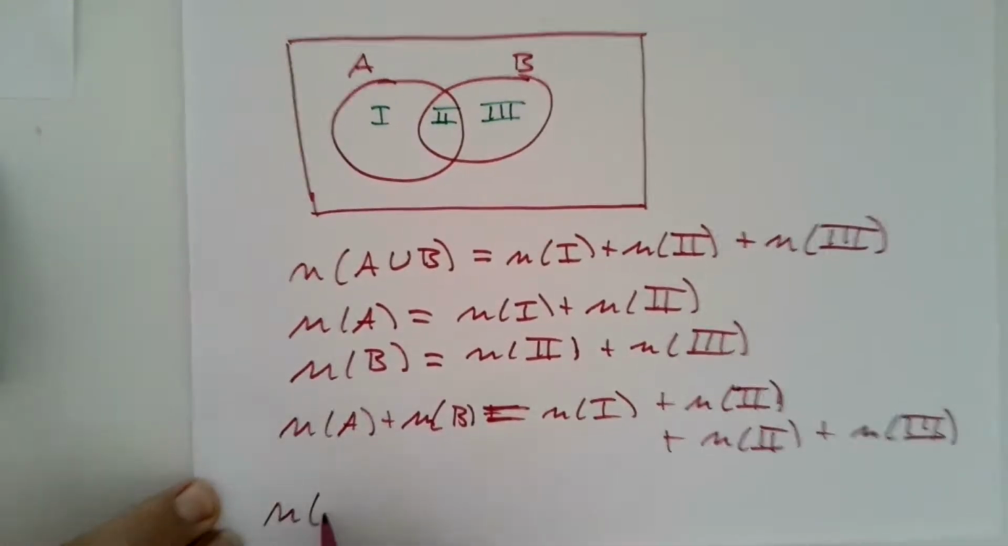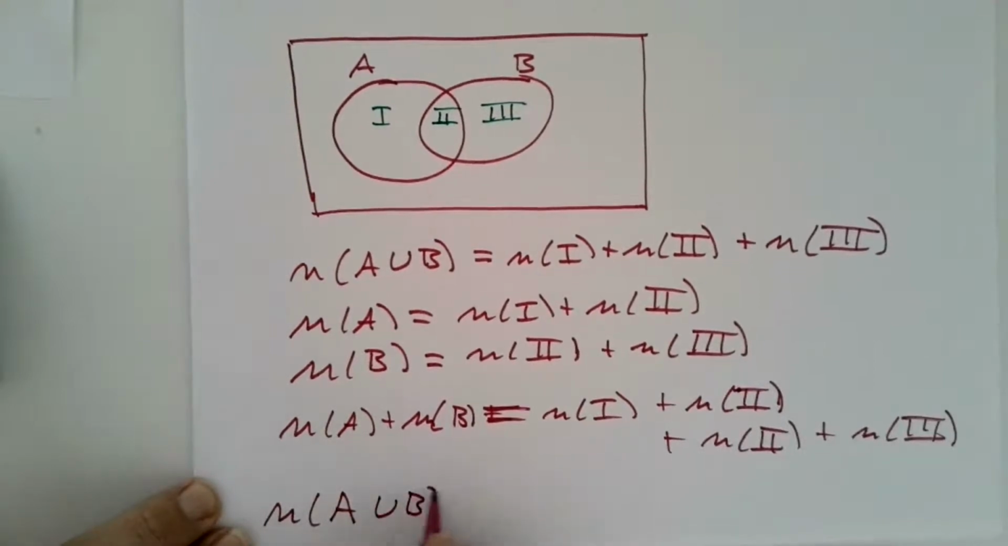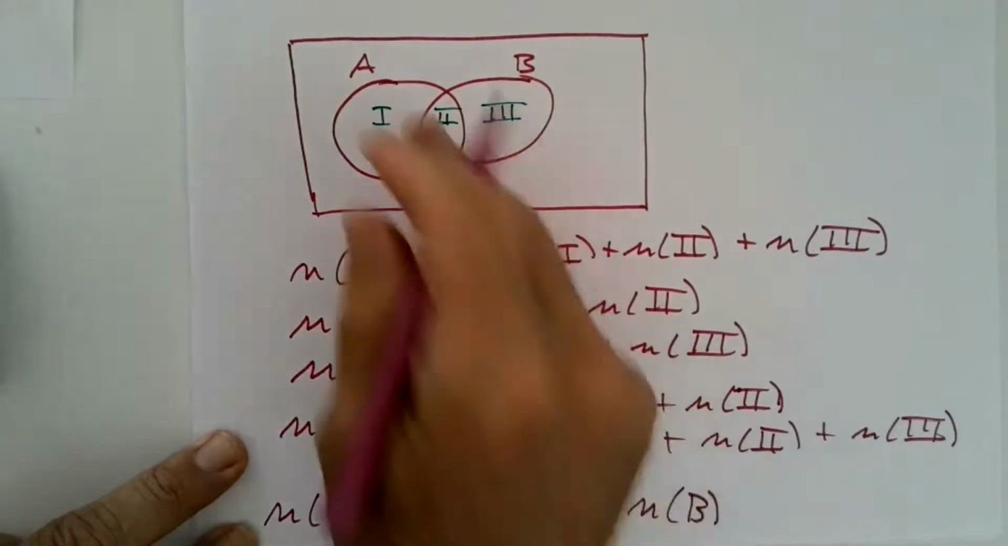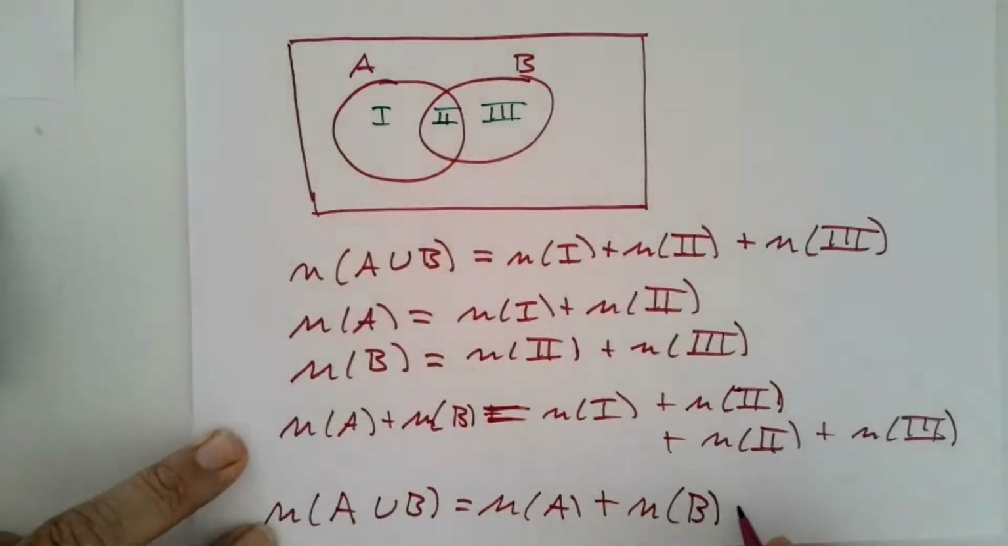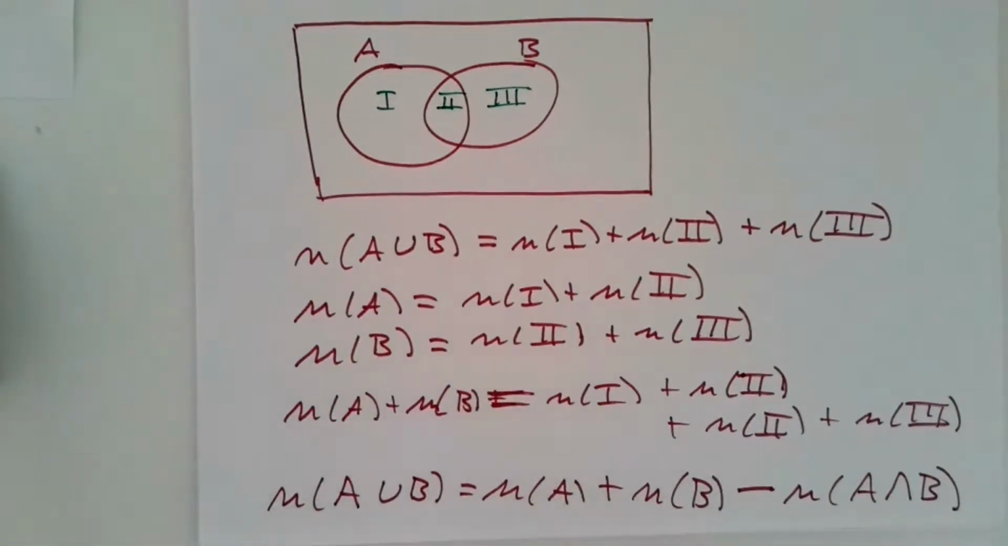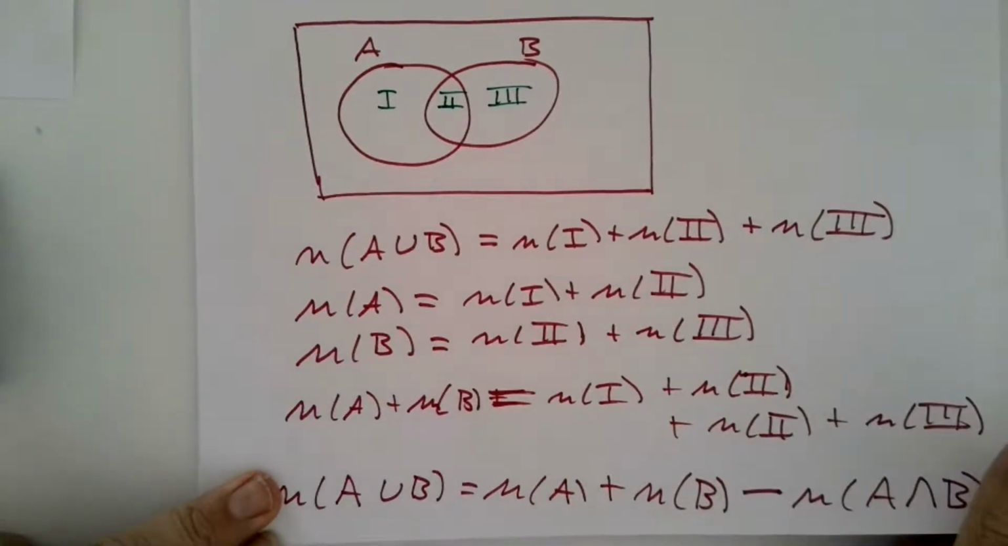So here's our rule. The number of items in A union B is the number of items in A, that's region 1 and region 2, plus the number of items in B, that's region 2 and region 3, but region 2 has been counted twice. So subtract off that extra region 2, and region 2 is A and B. So the number of items in A union B is the number in A plus the number in B minus the number of A and B.